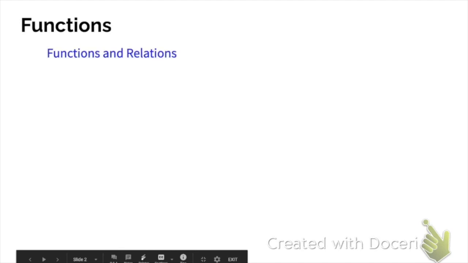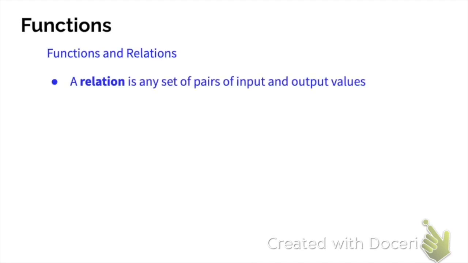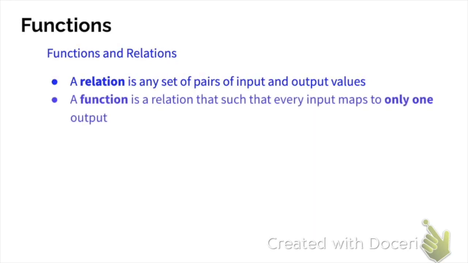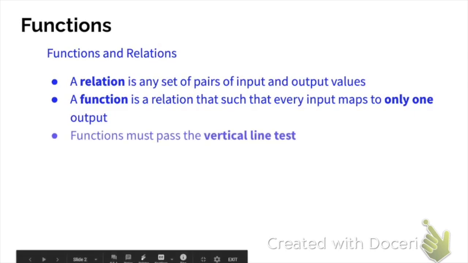A function and a relation talk about inputs and outputs as they relate to each other. If you think about those ordered pairs, all of those points on a graph, that is your input and your output. The difference between a function and a relation is that a function only has one output for every input.